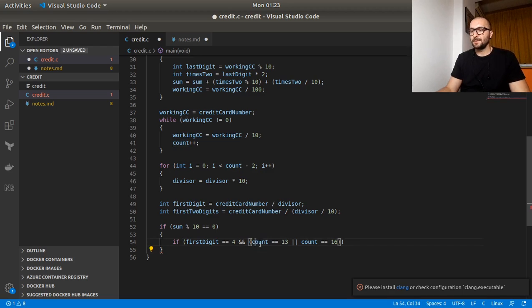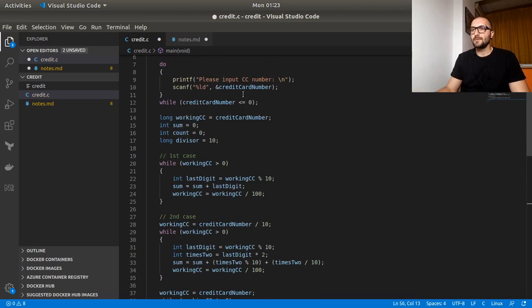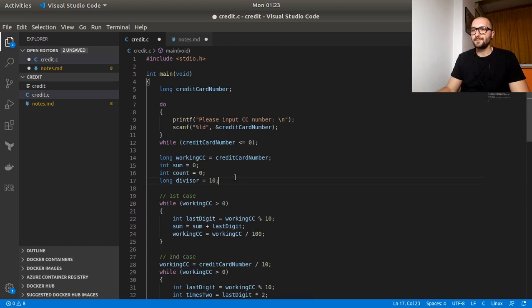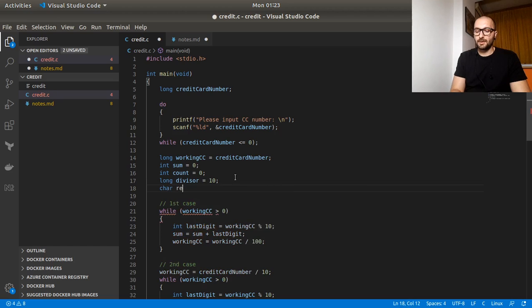Okay. But this will have to be one big condition. So this will evaluate first, separately, and the one that's valid from this one needs this. So this is OR, so either 13 or 16, and the one from here will need to be valid alongside this one, because here we have AND. Okay, so if the first digit is 4 and, for example, count is 13 or count is 16, then we need a string here for the result, I think. That's char result length 10. Is that enough? How long is MasterCard?